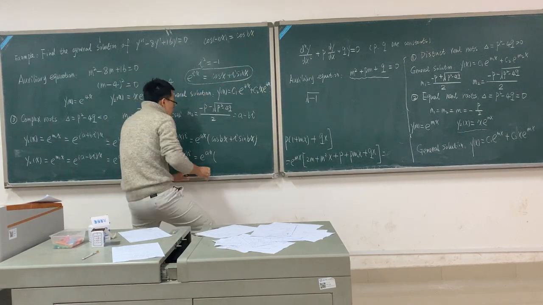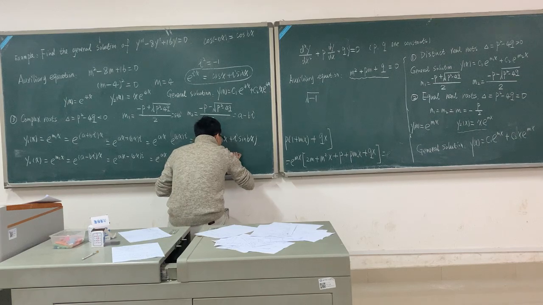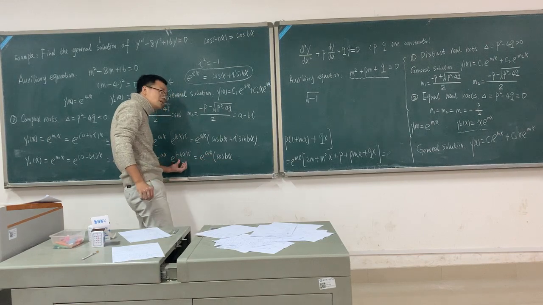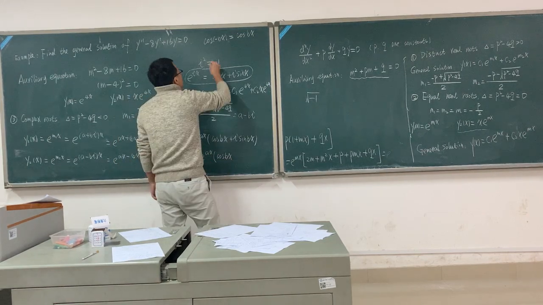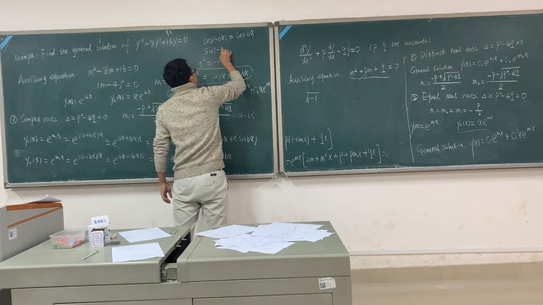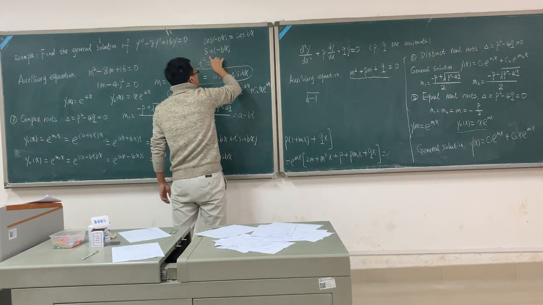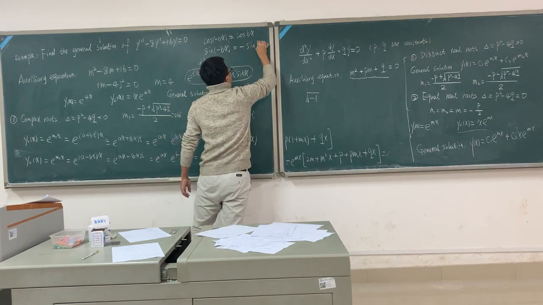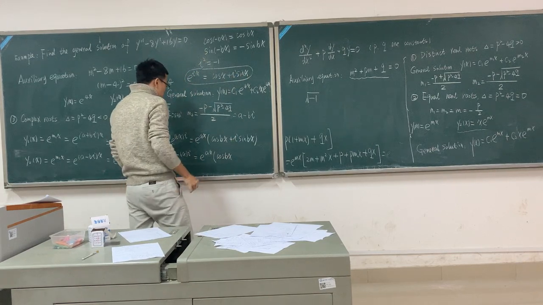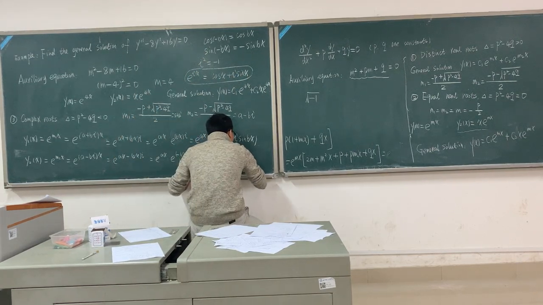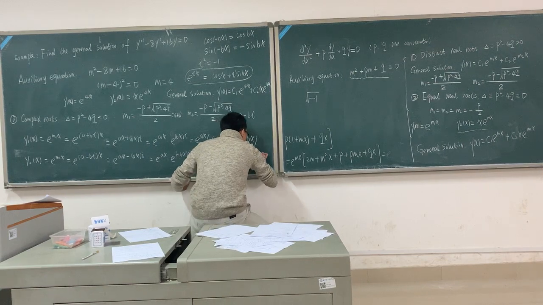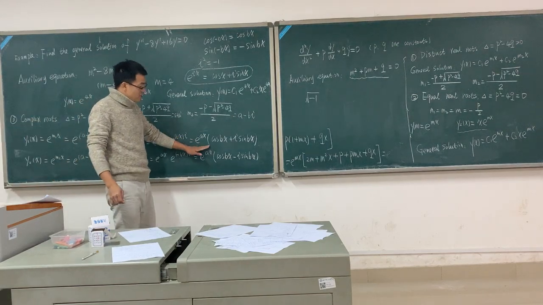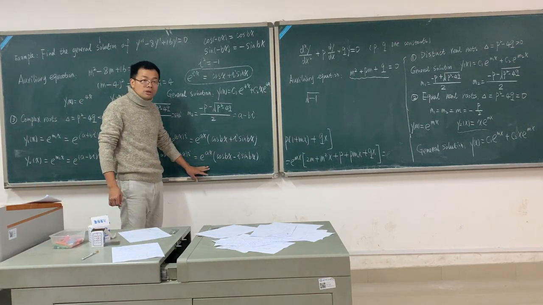So here should be cosine bx plus i sin minus bx. Sin minus bx equals what? Equal to minus sin bx. So here actually should be minus i sin bx. So here we can see this is the first solution, this is the second solution.